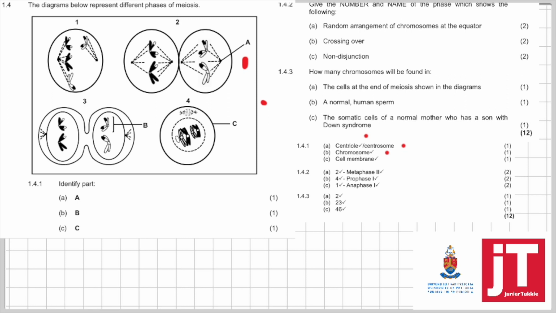And then C, look carefully. That cannot be the nuclear membrane. That's the entire covering that surrounds a cell. That's an animal cell because it has a centriole, so that's a cell membrane. Right.